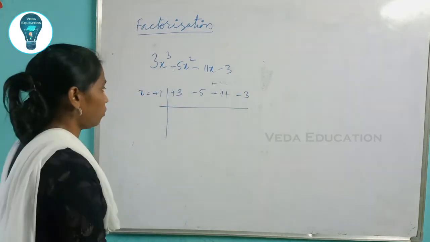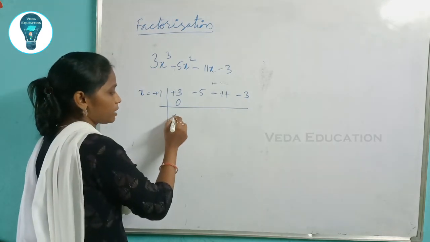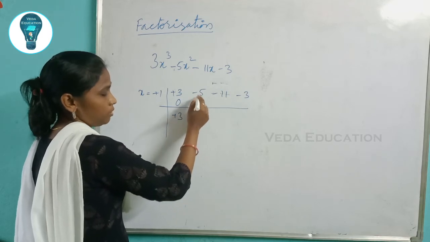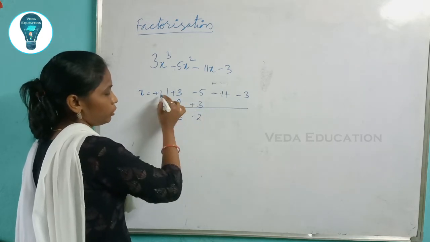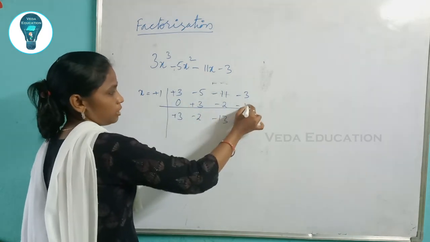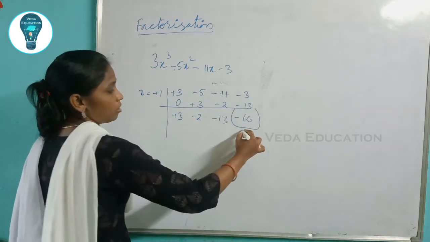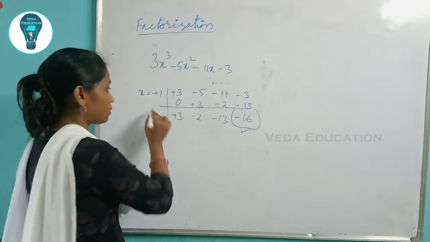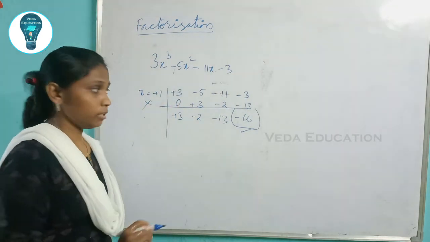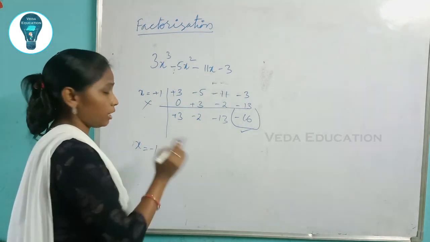Okay? Now here, first step we are taking 0. Plus 3, 0, how much you will get? Plus 3. Plus 3 into plus 1, multiply it, plus 3. And subtract it, you will get minus 2. Minus 2 into plus 1, minus 2. So here you will get minus 13. Minus 13 into plus 1, minus 13. So here you will get minus 16. So in this case, are we getting the last number as 0? No. So x plus 1 is not a factor of the given polynomial. So what do we have to do? Consider minus 1. It is not satisfied, so consider another number.